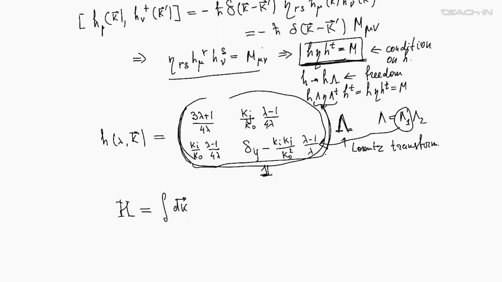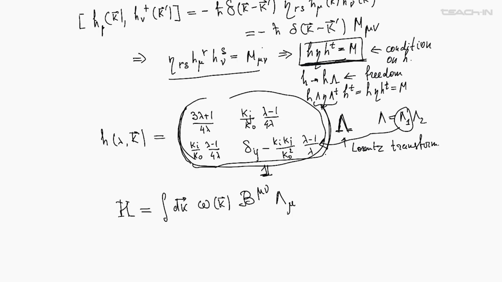Now you go to the Hamiltonian, you substitute an expansion in terms of oscillators, and you discover that this is a quadratic form in creation and annihilation operators, which is given by the following expression. B mu nu is the matrix of Lorentz transformations, which remain to be defined, and they enter into the Hamiltonian.